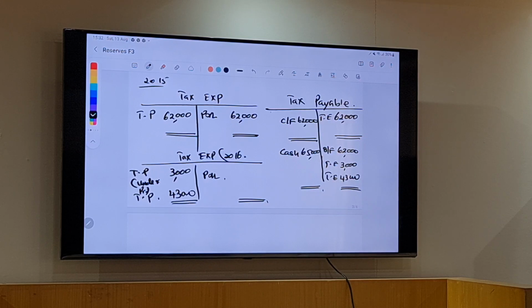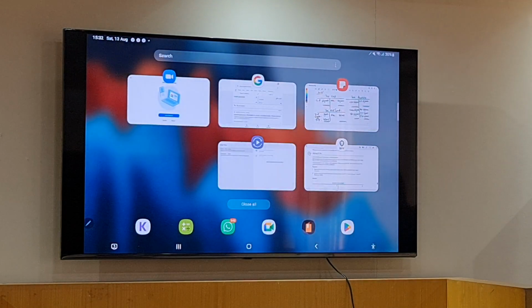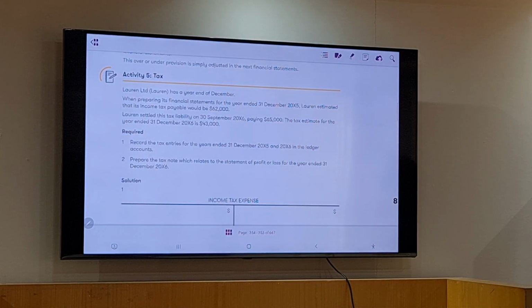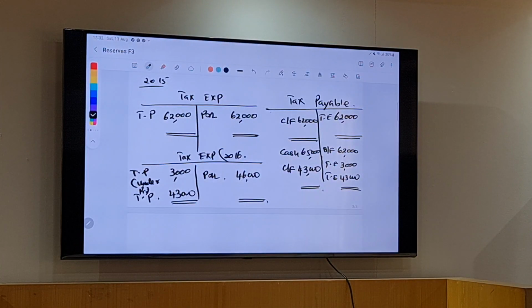How much did it get payable now? 46,000. And then carry forward will be 43. Clear? Now what do they want? Additional expense. You don't call it loss. It's an additional expense related to tax. But that 3,000, we should disclose in the financials as previous year adjustment or under provision.